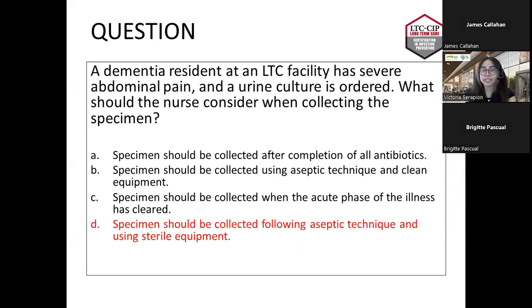So the answer is D. Specimen should be collected following aseptic technique and using sterile equipment. So specimens should be collected during the resident's acute phase of illness, and they should also be collected before the administration of antibiotics whenever possible.